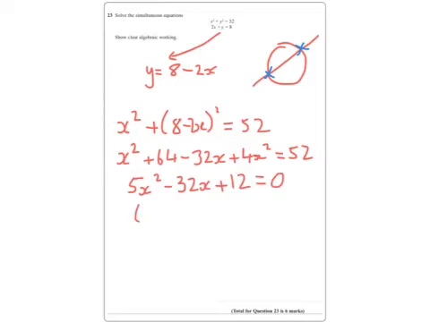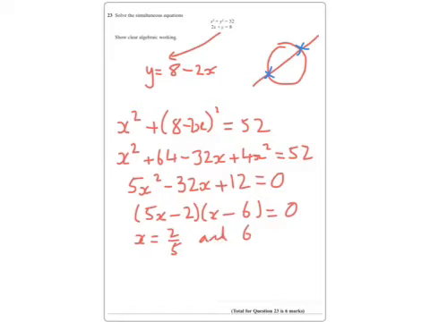That will actually factorise, and if you don't spot the factorisation, use the quadratic formula, that's absolutely fine. So it's going to be 5 times 6, and that's going to be 2. So I've got my x values. x is going to be 2/5 and 6. So they're the two x values, or the x coordinates.